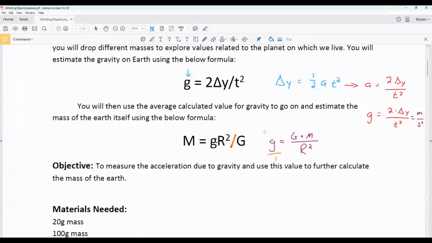There are a few different ways that you can show this. Sometimes people will, instead of using a proportion, just multiply by R squared over G. Then what happens is that cancels from these, and that tells us that M is g times R squared over big G.